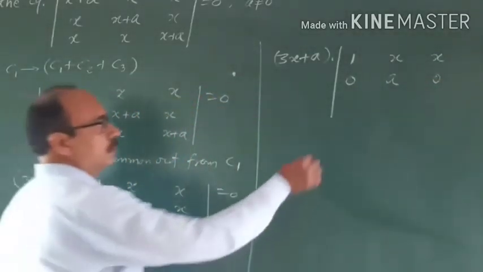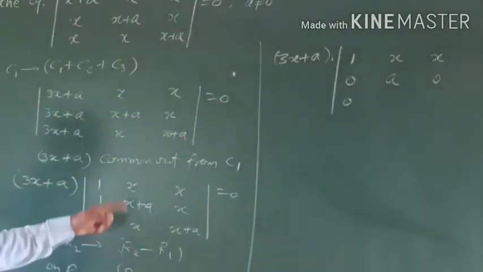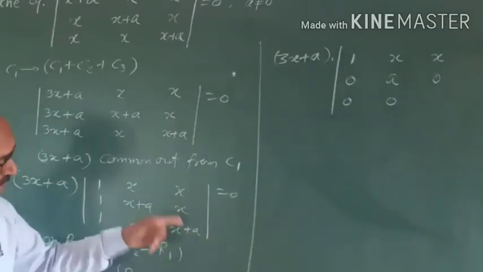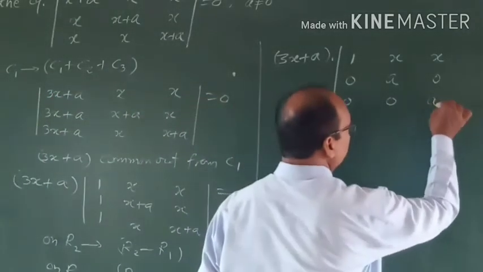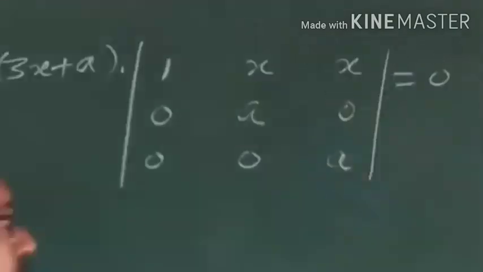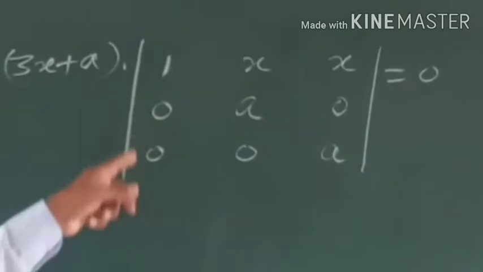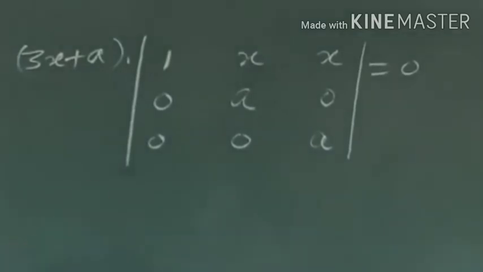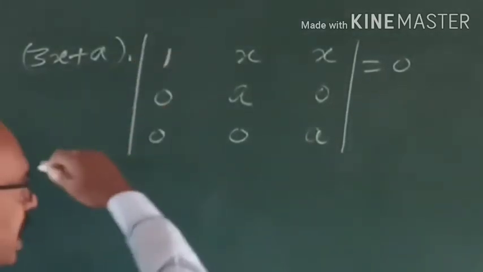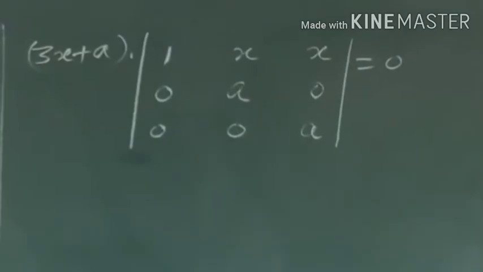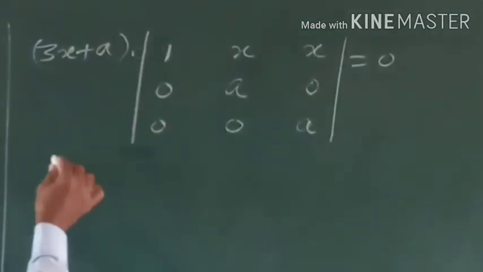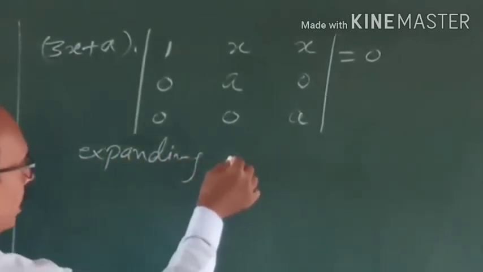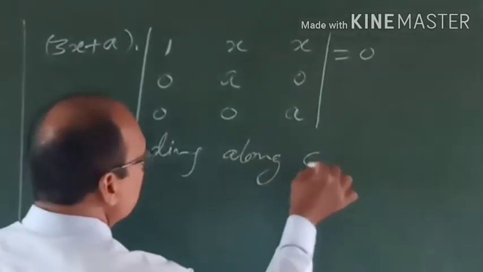Again 1 minus 1, 0. x minus x, once again it is 0. And x plus a minus x, so x cancels out, only a remaining, which is equal to 0. In the first column there are 2 zeros and in the third row also there are 2 zeros. So expand along C1. There are both options, expand along C1 or expand along R3. But here I am expanding along the first column C1.